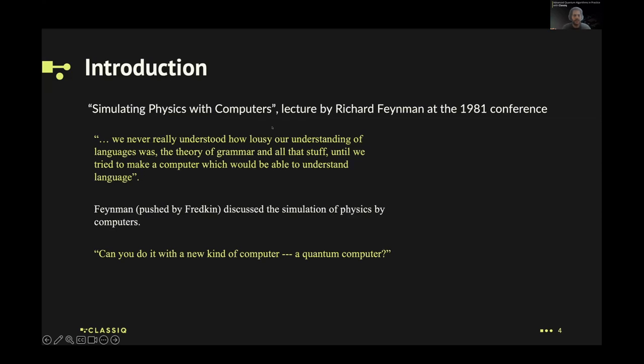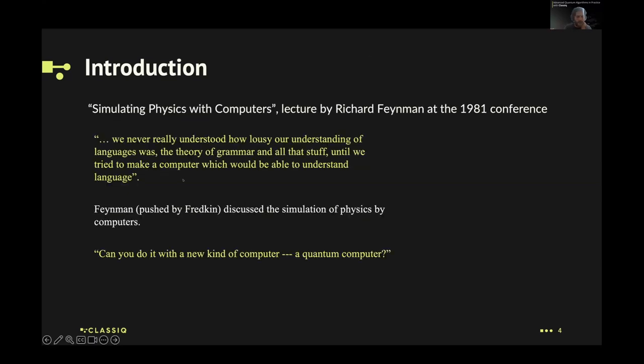So in this conference, Feynman gave a lecture whose title was Simulating Physics with Computers. I know that Womanium is not only about quantum but also about AI. So I found this nice quote from Feynman's lecture. He said, "We never really understood how lousy our understanding of languages was, the theory of grammar and all that stuff, until we tried to make a computer which would be able to understand language." So what Feynman was looking for, and he said it was pushed by Edward Fredkin, is to understand how to simulate physics with computers. And during his talk, he mentioned the idea that, can we do it with a new kind of computer, a quantum computer? Okay, so the first quote is an example of things that he mentioned that computer science helps us to advance.